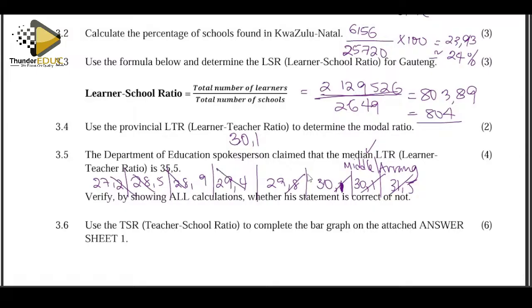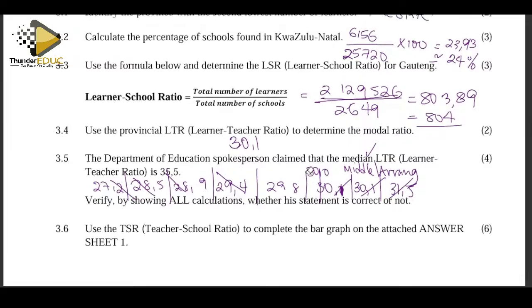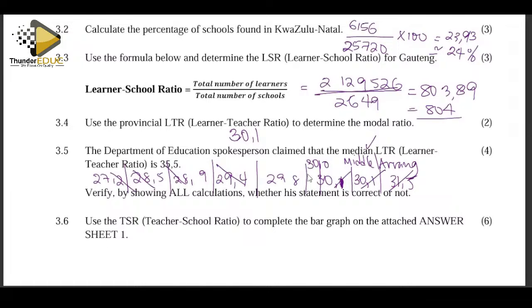There's a value that is missing here. So the median equals 29,8. And they say the claim was wrong.